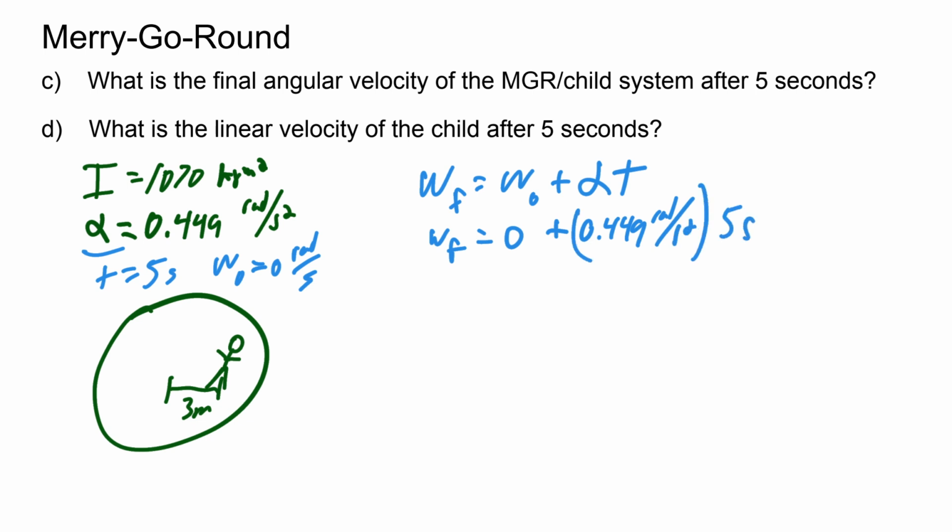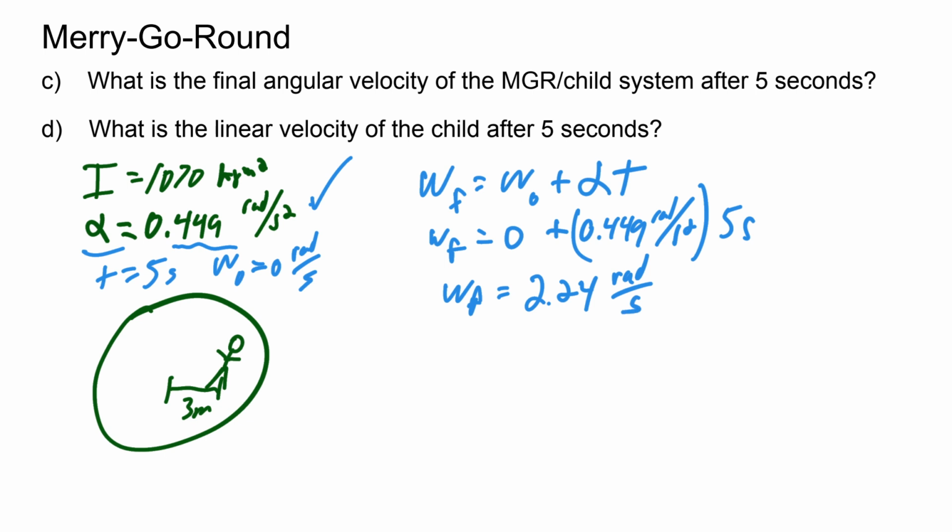This is a relatively easy calculation. Basically, radians per second squared means every second you're increasing by about 0.45 radians per second. So after 5 seconds, that would give us an angular velocity of 2.24 radians per second.